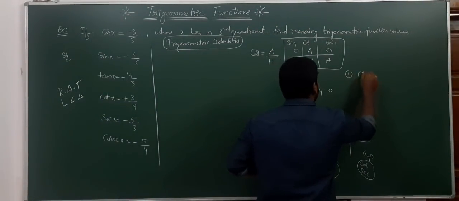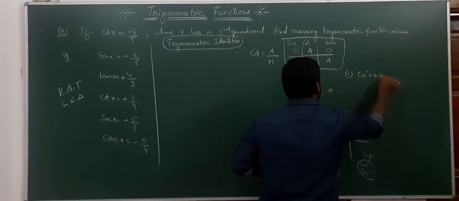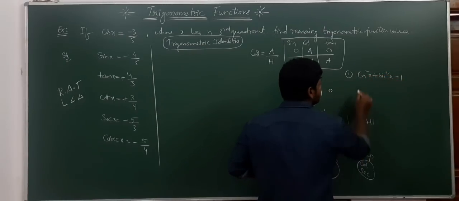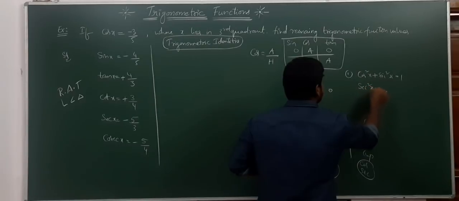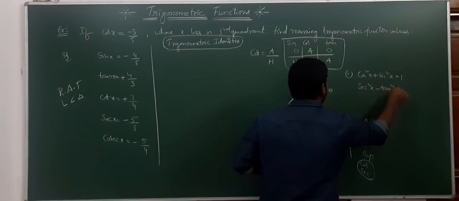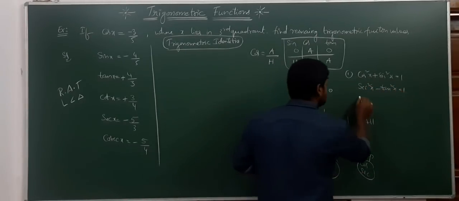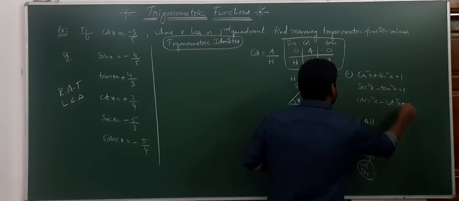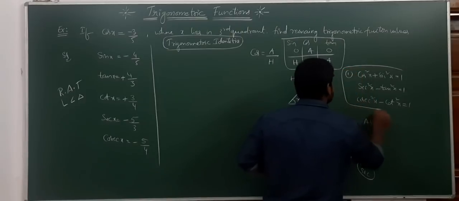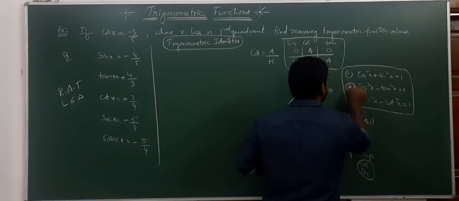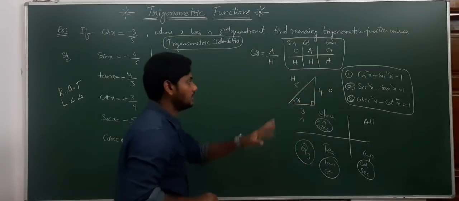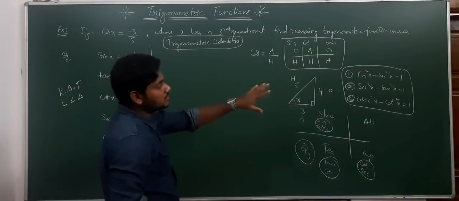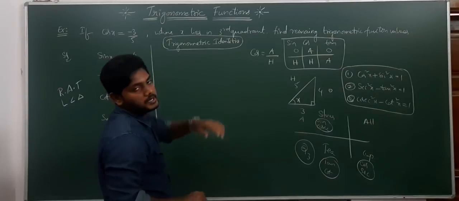One is cos square x plus sin square x is equal to 1. Next one is secant square x minus tan square x is equal to 1. Next one is cosecant square x minus cot square x is equal to 1. So these are the trigonometric identities. Most of the time we will deal with those. So according to that also we can find the remaining trigonometric function values.